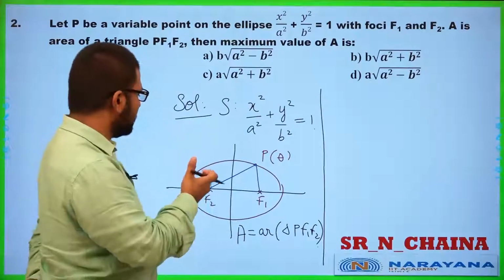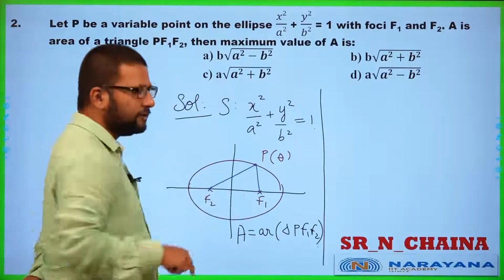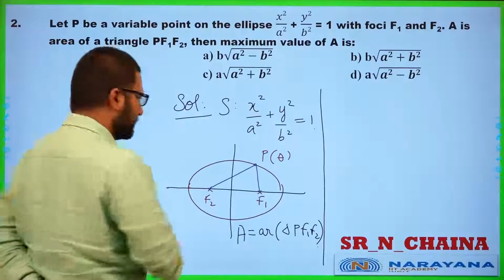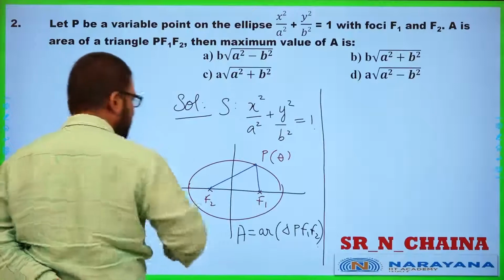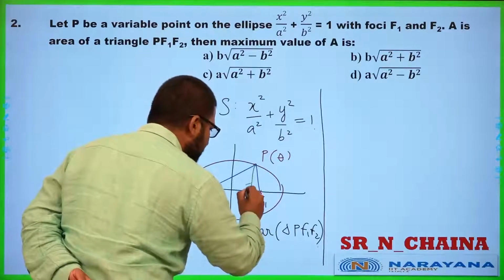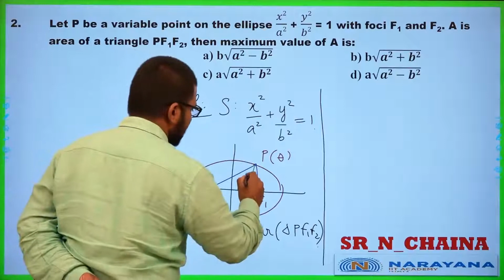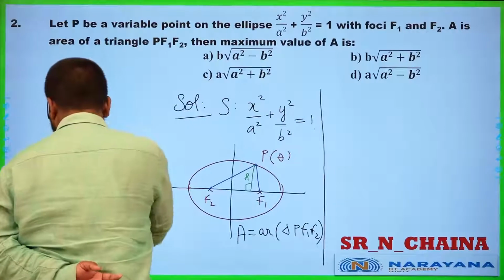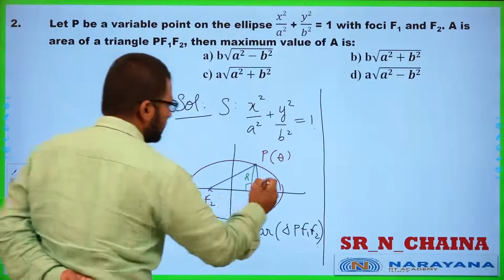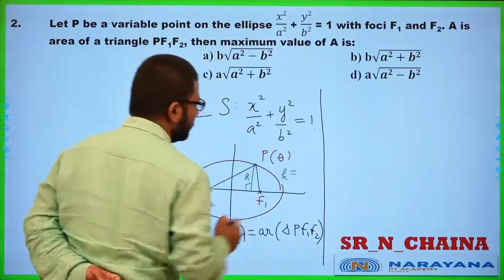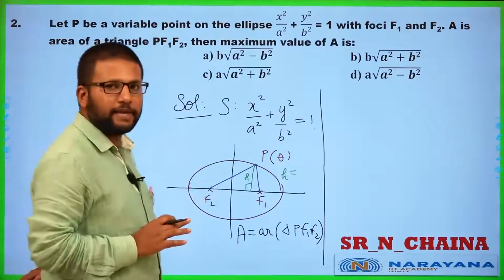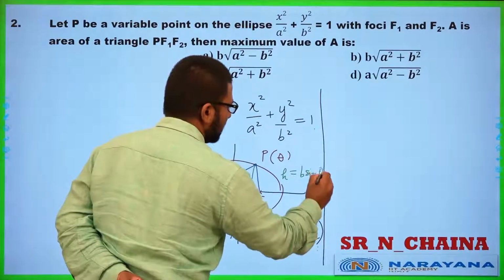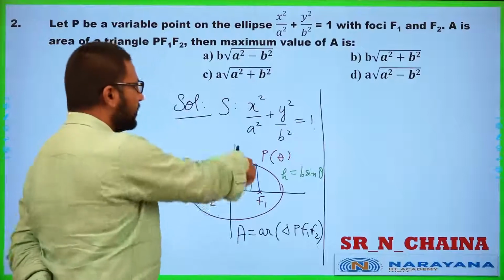Now in this triangle, I already know the length of the base. How much is that? 2ae. We already know that, right? So F1F2 is 2ae, which means I need the height, right? So let us drop the perpendicular from P to the major axis. Let us call it H, which is the height, right? So clearly H is equal to the y coordinate of P, correct? What is the y coordinate of P? b sin theta, correct? The y coordinate of P would be b sin theta.